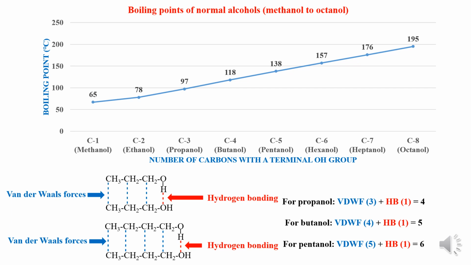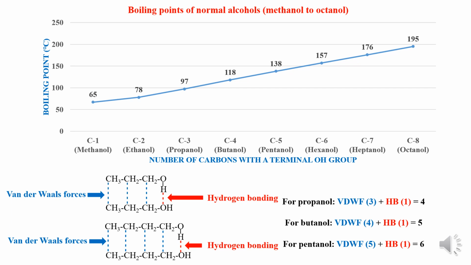Now, in case of propanol, this is a very crude way of explaining the intermolecular additive force. You find there are 3 van der Waals forces, as there are 3 carbon atoms, and 1 hydrogen bonding. So, totally there are 4 forces operative. And in case of butanol, there are 4 van der Waals forces and 1 hydrogen bonding, leading to a total of 5 forces. While in case of pentanol, it is 5 plus 1, 6 forces involved.